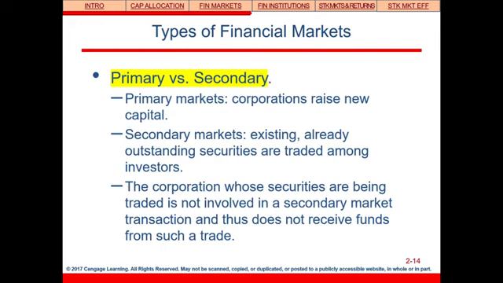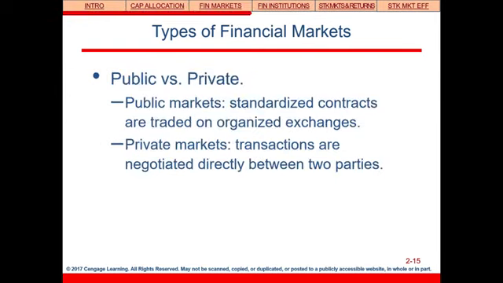While in the primary market, corporations are always there. Yeah, that's the biggest difference. Just to see whether the corporation in need of new capital is involved in the market. If not, then it's the secondary market. If it is, then it's the primary market. The next group is public versus private markets.